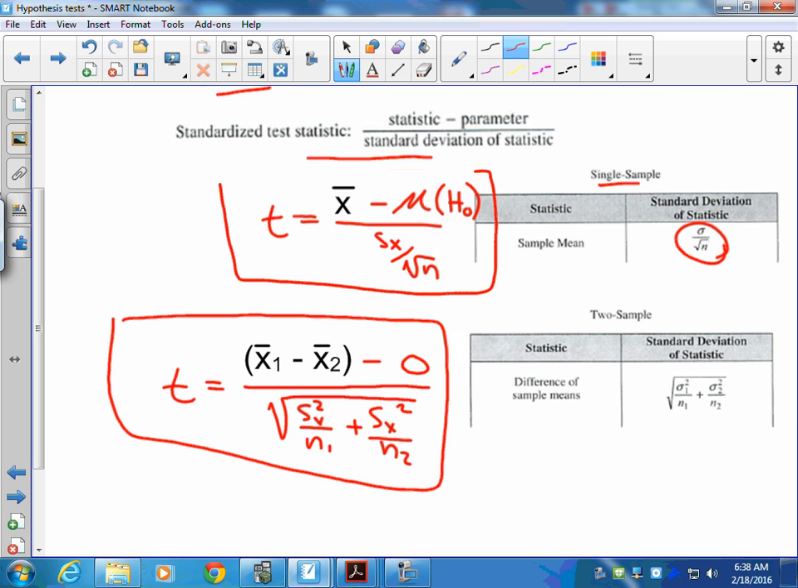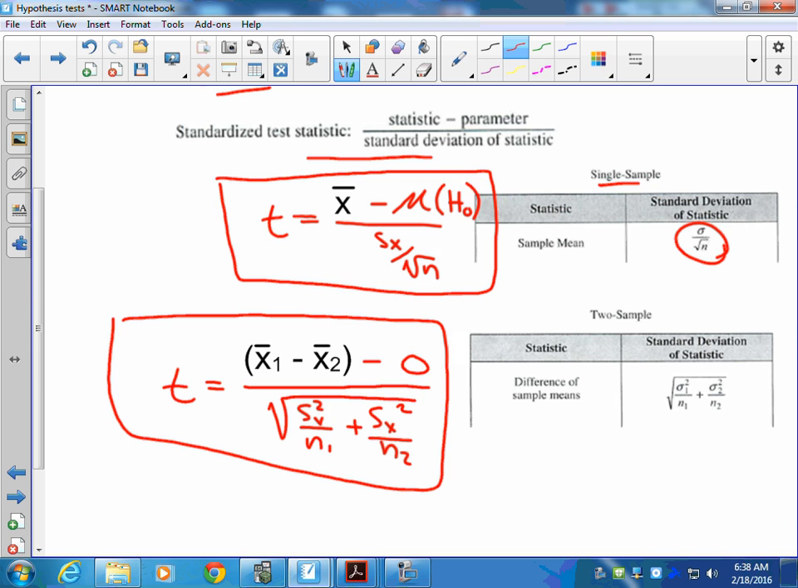Even if you use the tests in your calculator, and I'll show those quickly here in a little bit about where you can go, even if you use those tests in your calculator, if you do not show this work, you will not get full credit for the calculations part of the question.